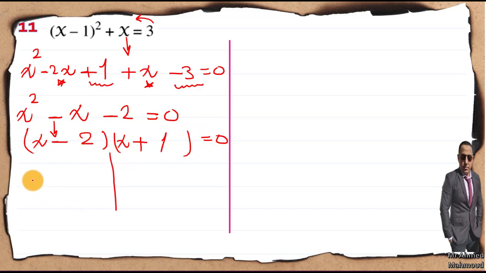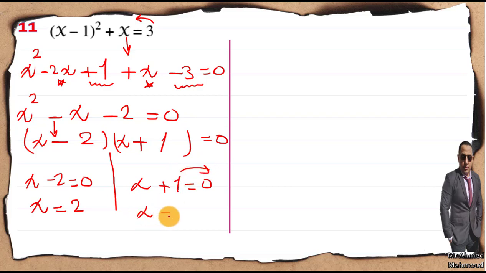Now I'm going to separate. x minus 2 equals 0 and x plus 1 equals 0. Sending minus 2, so x equals plus 2. The other equation, x plus 1 equals 0, by sending 1, so x equals negative 1. So the solution set equals 2 and negative 1.